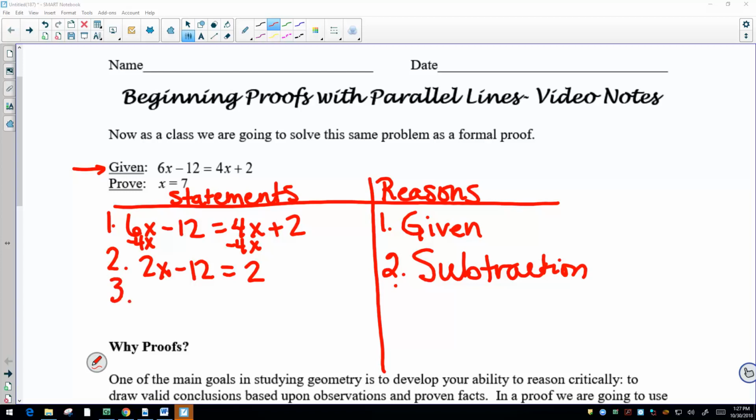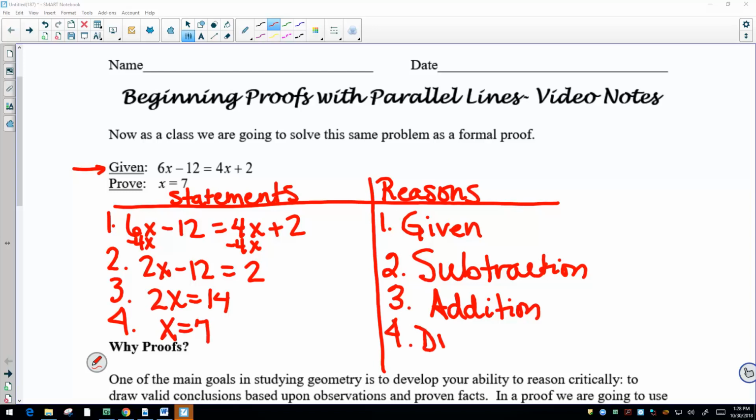Okay, continuing to solve this. So if we were to do the next step, we would want to add the 12 over, which would give us a statement that would look like 2x equals 14. And again, we'd say, how did we do this? Well, we did this by adding, so addition. And lastly, we want to solve for x. So how do I get x to be by itself? I'd have to divide through by 2. So again, our rule over here is division.